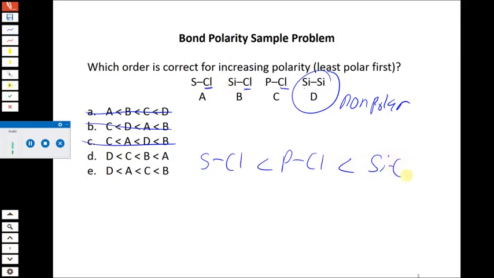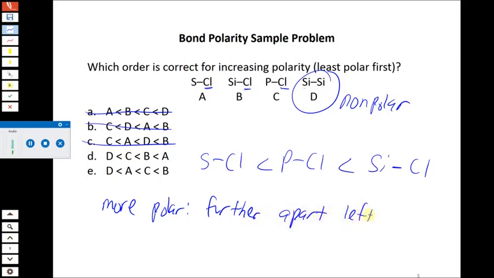All right. So choice D is of course still our lowest, but between the remaining three choices, this is the order that we would want, because we want them to be furthest. So the one that's going to be more polar is going to be further apart left to right on the periodic table.